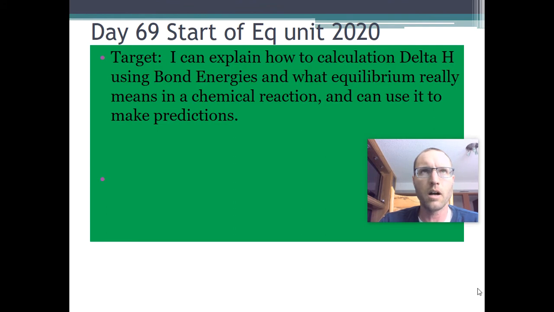We get into the equilibrium unit in earnest. This, of course, is one of the most challenging topics for most students usually. It's also the most important because it actually explains how chemistry works. So typically we'd be going after being able to calculate delta H using bond energies, reviewing our homework, and then figuring out what equilibrium actually means in terms of chemical reactions, and then being able to use it to predict what will happen in the future.